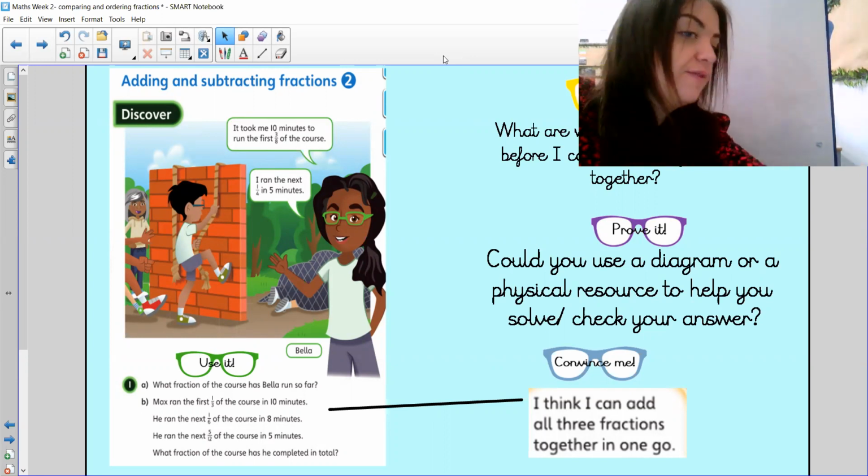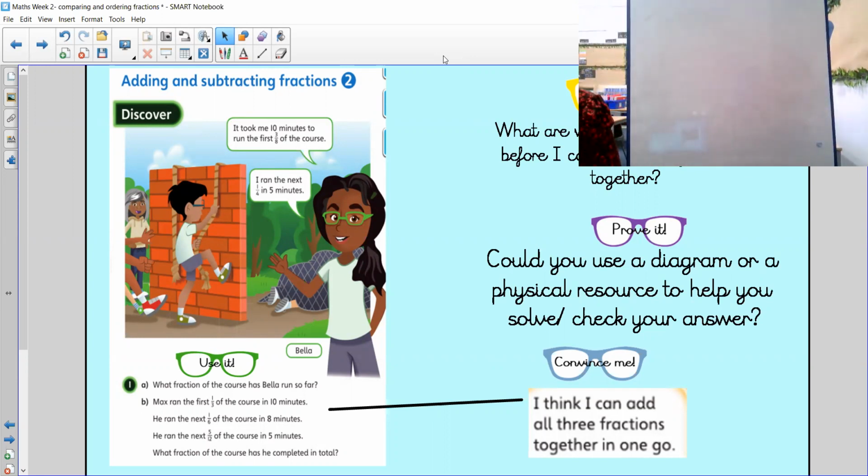Just trying to find my pen. Lost it. There it is.